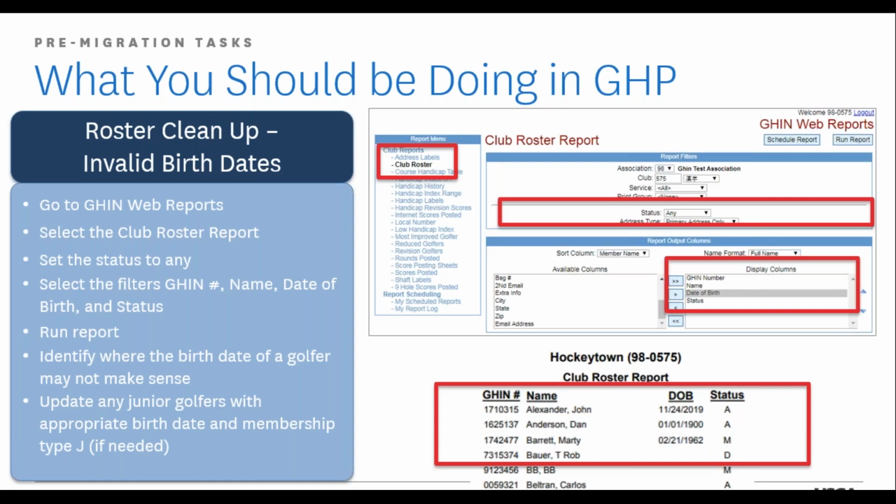Probably makes sense. So in this case, I would go in and I would either remove the birth dates for John and Dan, or I would simply update them to what their correct birth date is. Again, not a requirement to have a birth date unless the golfer is identified as a junior, and then you must fill in the birth date of the junior golfer.